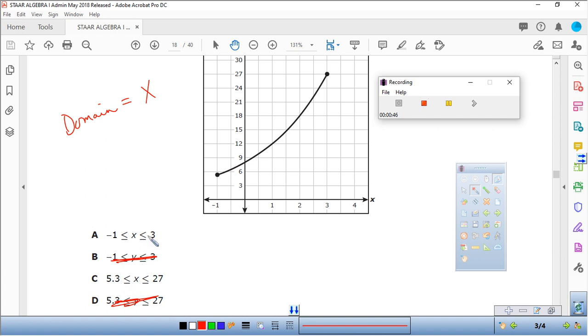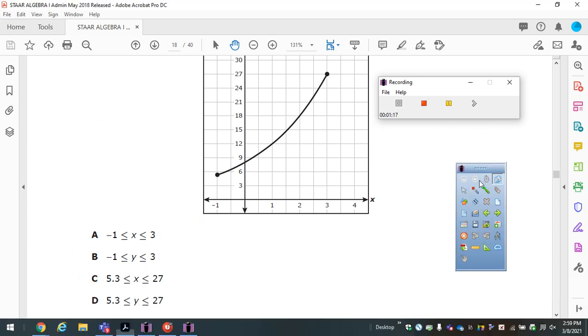So this one says, is it looking for A or C? A is from -1 to +3. Is the graph there? Yes, it is. This one says from 5.3 all the way to, what? Not even close. You know where these numbers come from: the Y values. So if you don't know your X's or your domain, you can get this one wrong. If you do know it, you better not get that one wrong because it's like a joke.